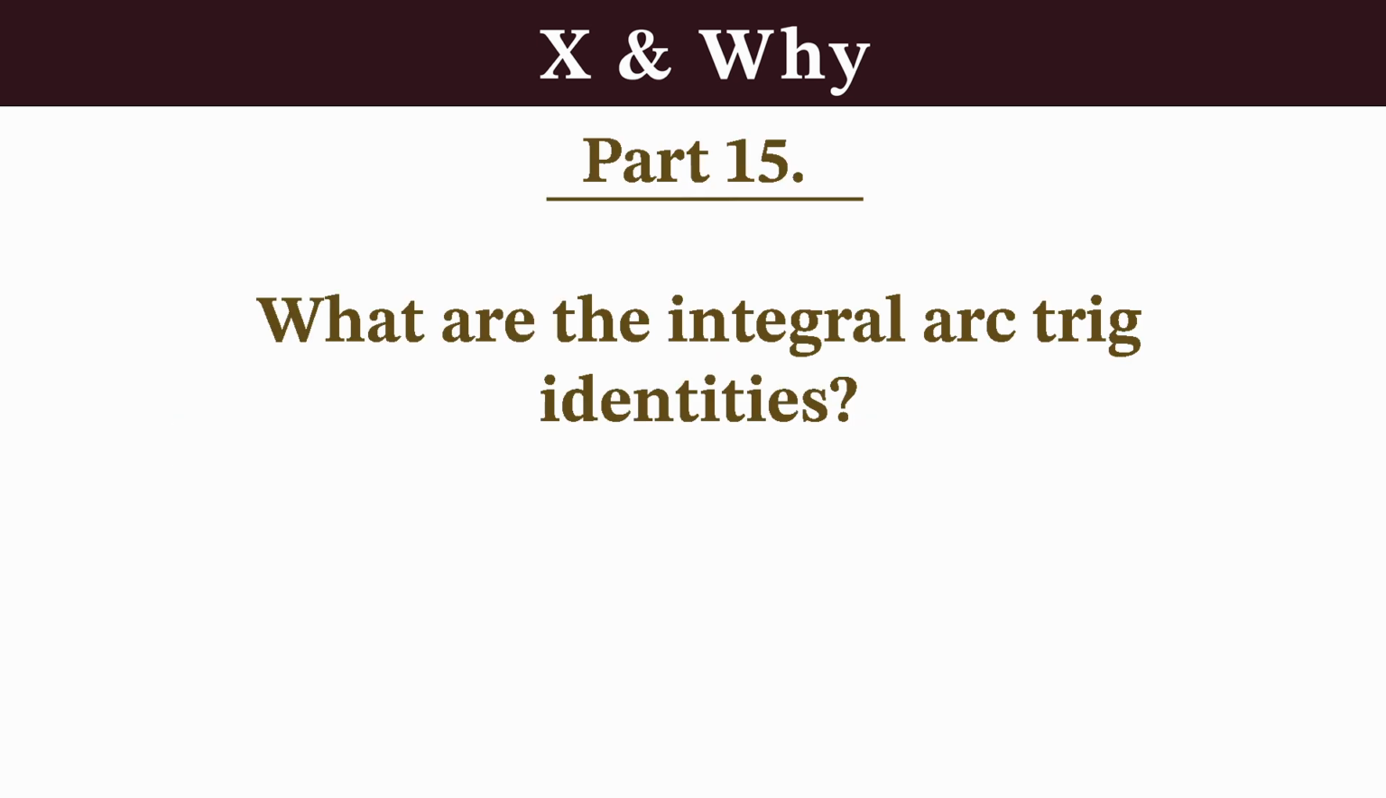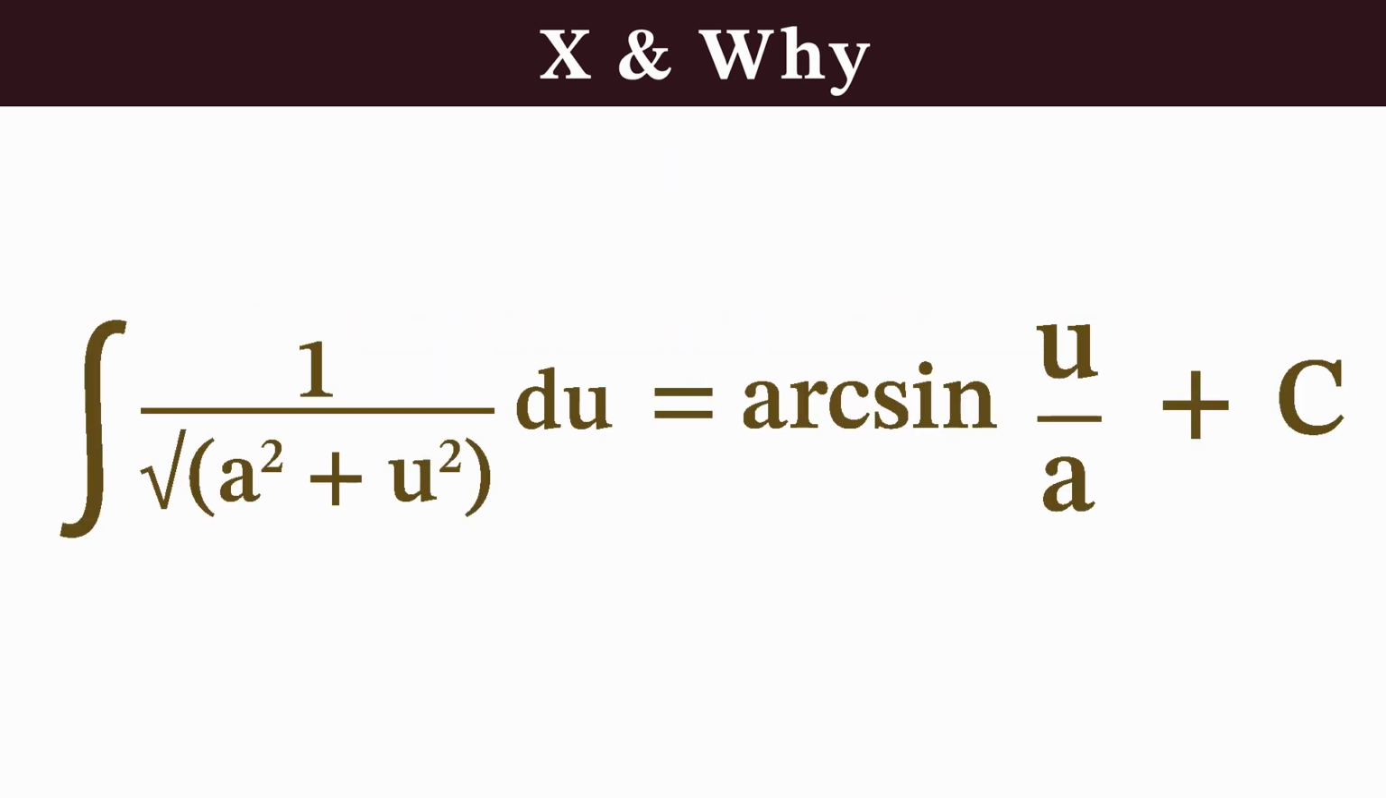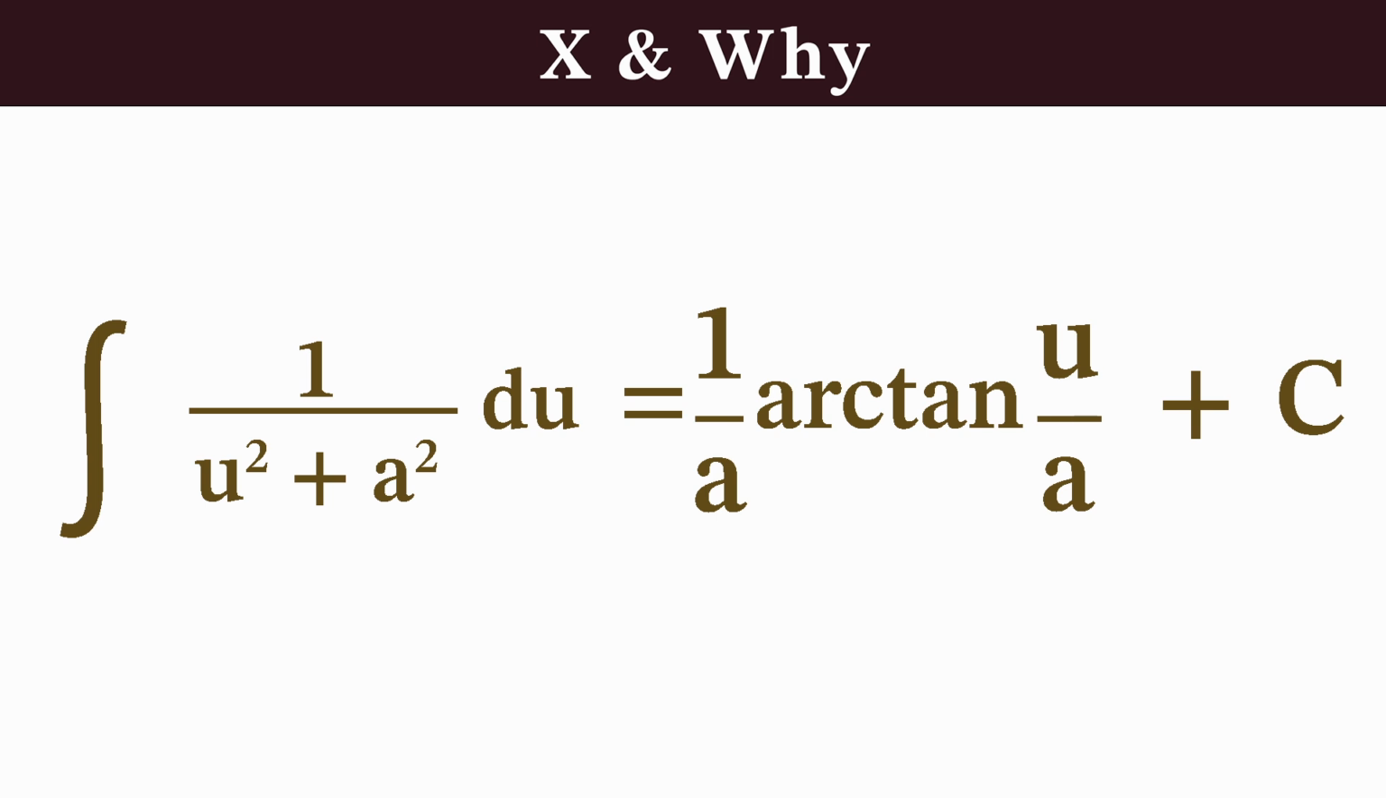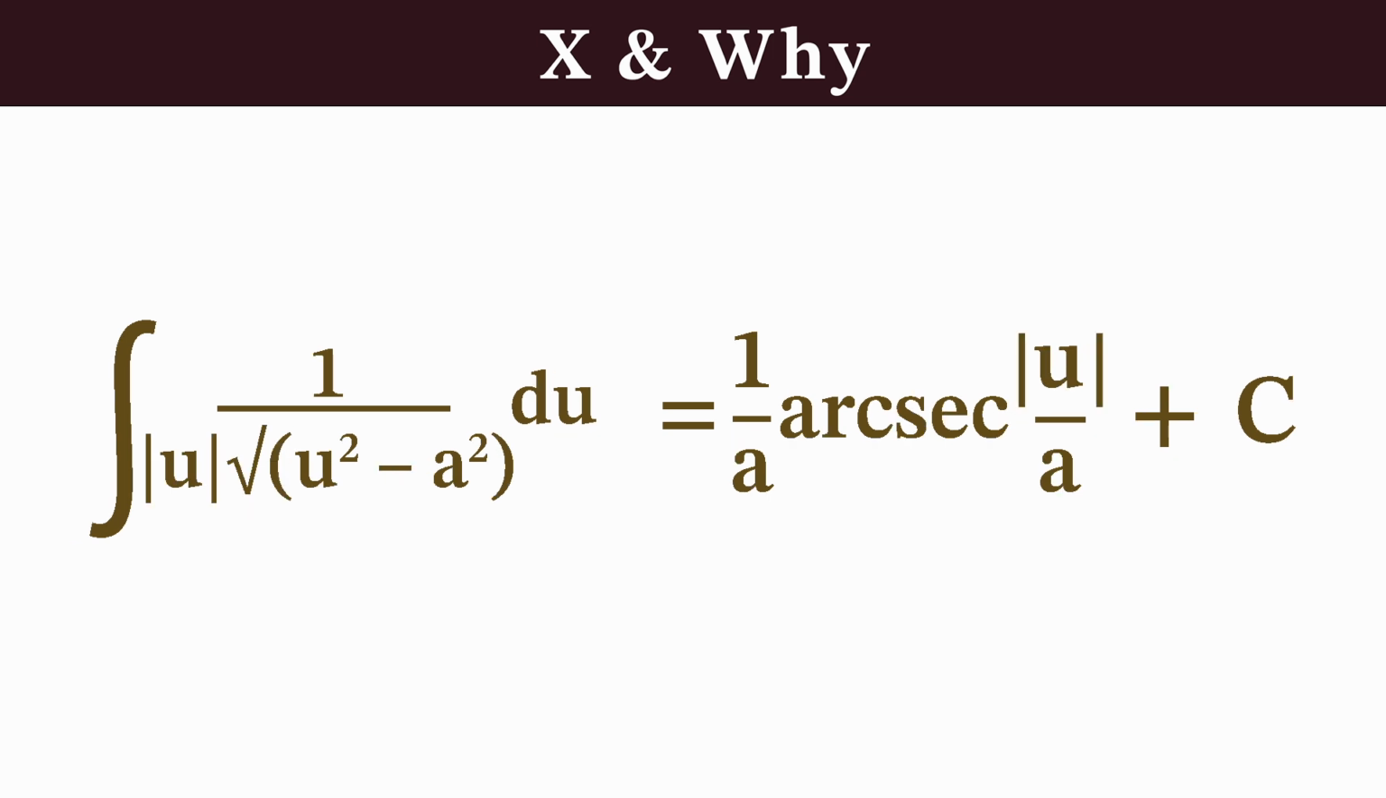Part 15. What are the integral arc trig identities? The integral of 1 over square root a squared plus u squared du equals arcsine u over a plus c. The integral of 1 over u squared plus a squared du equals 1 over a, arctangent u over a plus c. The integral of 1 over absolute value u square root u squared minus a squared du equals 1 over a, arcsecant, absolute value of u over a plus c.